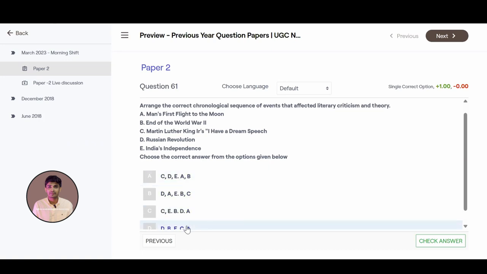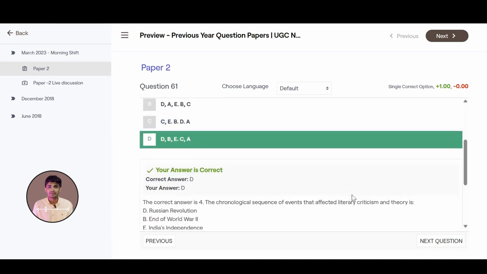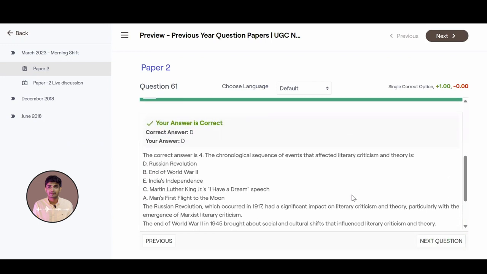Let's see. Okay. Dishani gave D as the answer, and D is the correct answer. The order goes like this: Russian Revolution, end of World War II, Indian independence, then comes Martin Luther King's speech, and then finally, man's first flight to the moon.